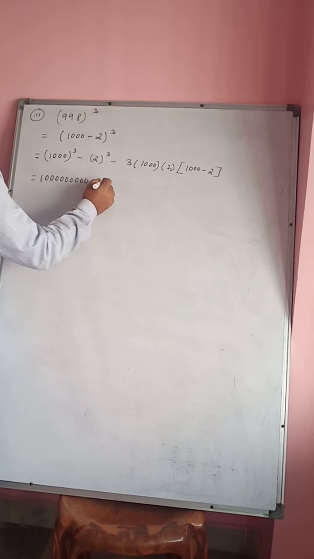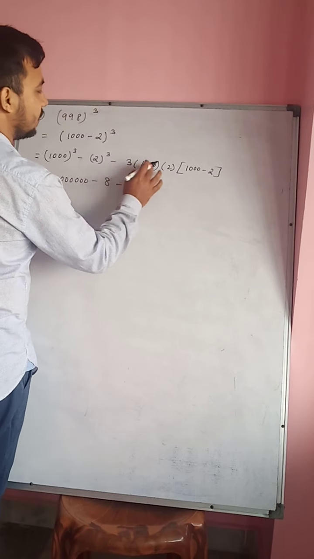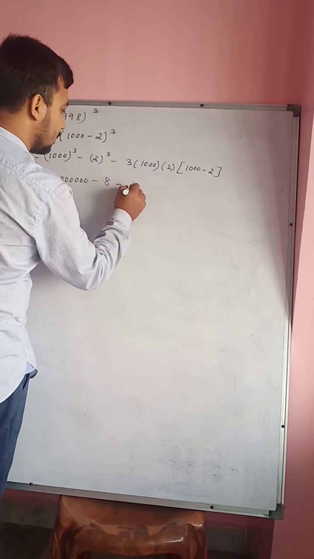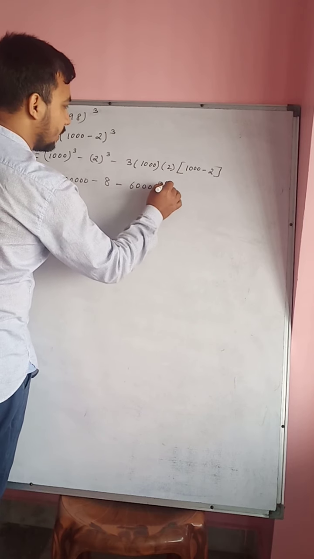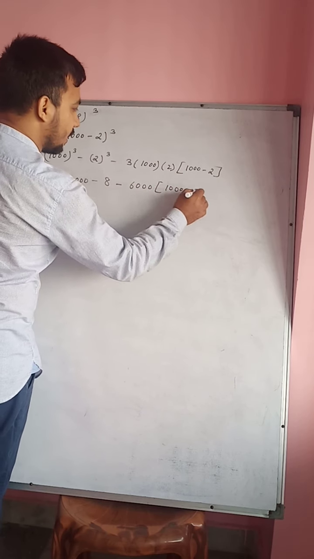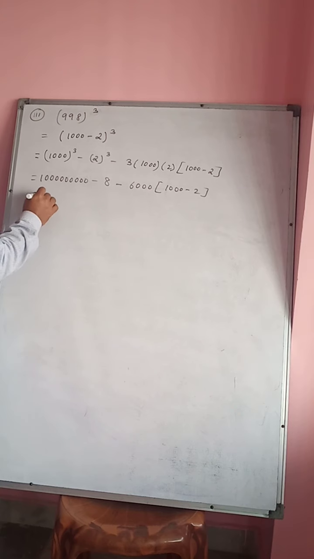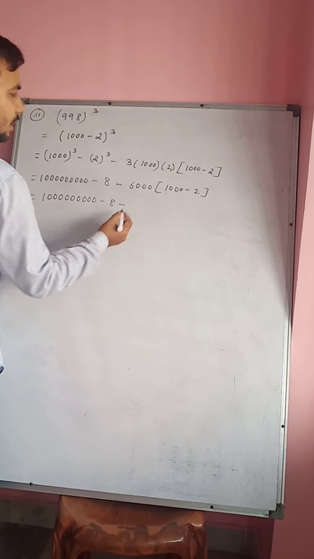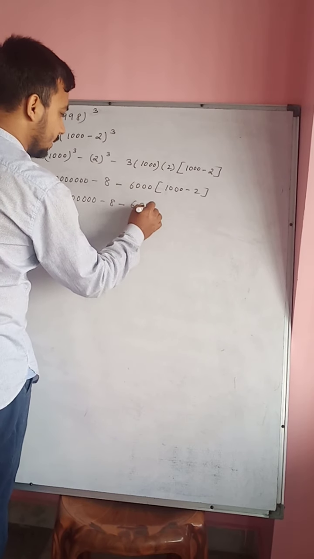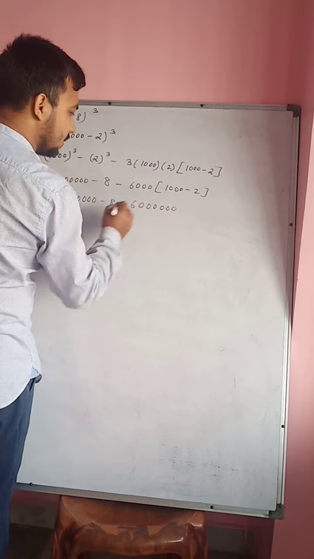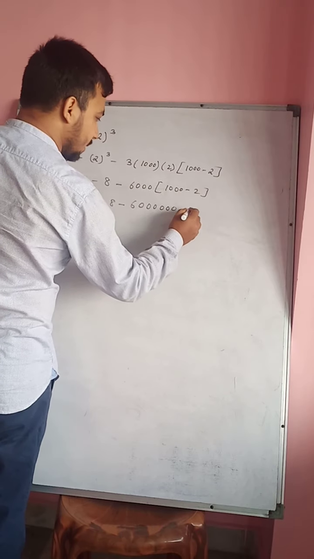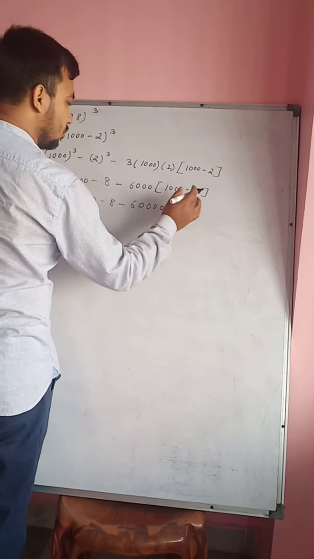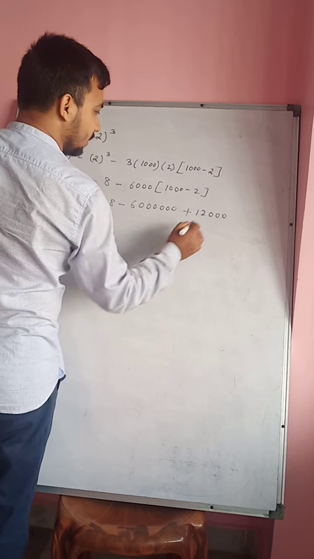Okay, then minus 2 cube means 8, minus 3 2s is 6, 6 into 1000 means 6000, then in bracket 1000 minus 2. So then again, this 9 zeros minus 8, 6000 into 1000, this will be 6 zeros, 6 zeros will be there, 6, then minus minus plus, 6 2s are 12,000.